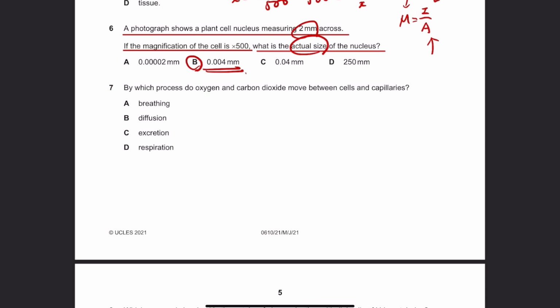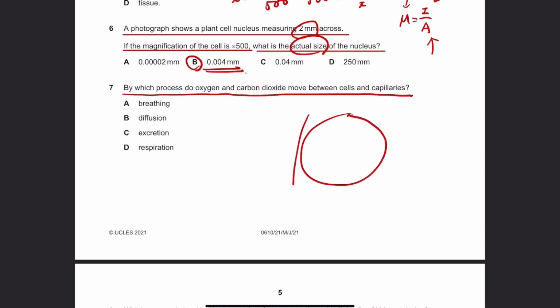Number 7. By which process do oxygen and carbon dioxide move between cells and capillaries? So let's just draw a cell, and let's just draw a capillary. The cell needs oxygen for respiration, and it needs to get rid of carbon dioxide.